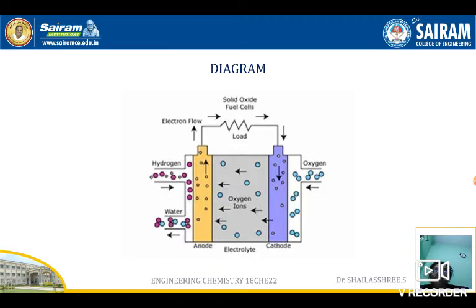In this diagram, hydrogen and oxygen are passed through the anode and cathode electrodes, and at the center there is a solid oxide electrolyte. The electrons liberated at the anode pass through the external circuit and reach the cathode. There, at the cathode, the electrons are accepted and reduction of the oxygen present takes place.